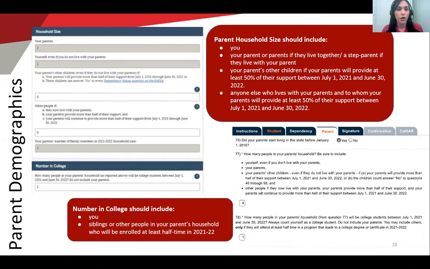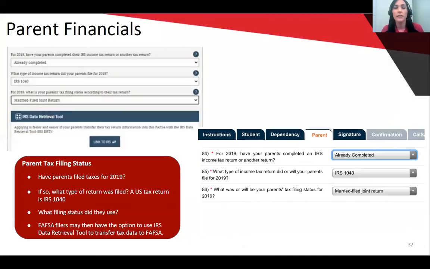You can go ahead and go to the next slide, please. In this set of questions, it will begin to ask for your parents' financial information. This is where you want to have your parents' 1040s and or W-2s from 2019 in front of you. So make sure that you have that right now, because this is the section where we are going to begin referencing your parents' financial information.